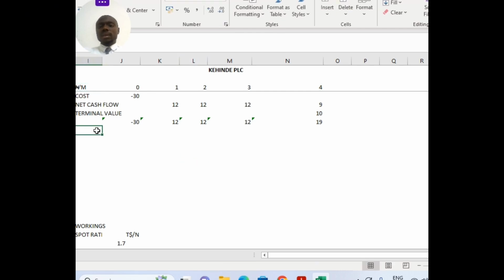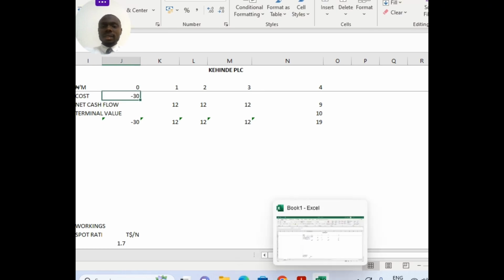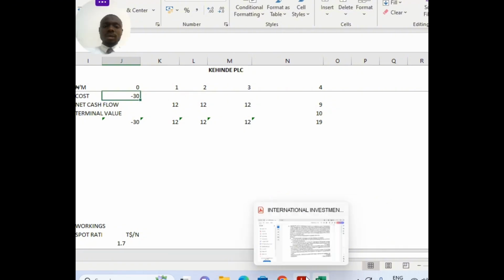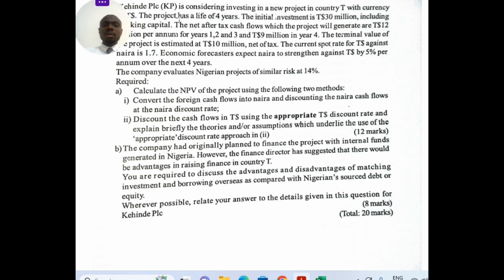So remember that all these values before now are TS, in other country currency. Now, the initial investment is 30 million TS. Look at it here. This is it. 30 million TS is in other country currency.